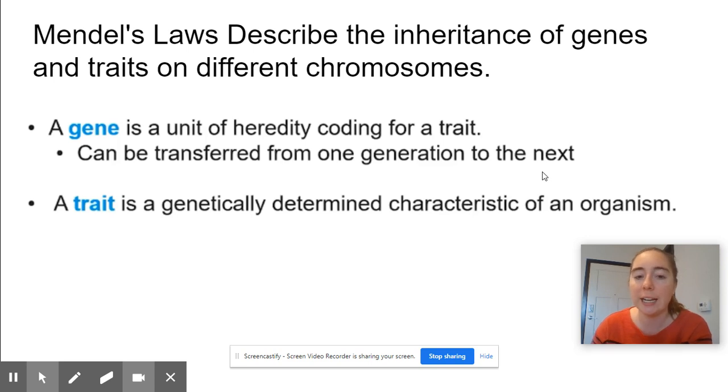So a gene is a unit of heredity coding for a trait. That's that DNA piece that's going to code for a particular trait. And we'll see that that gene is going to be transferred from one generation to the next. A trait is a genetically determined characteristic of an organism. So something from that gene is going to determine that characteristic. It could be eye color, it could be a particular disease. That gene could code for a trait that we're going to see as the outward appearance or the phenotype.